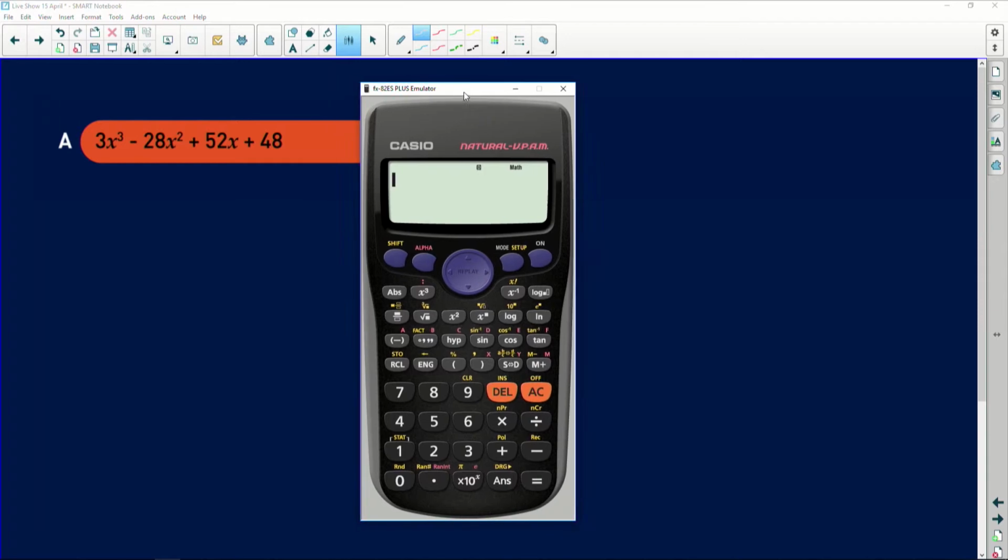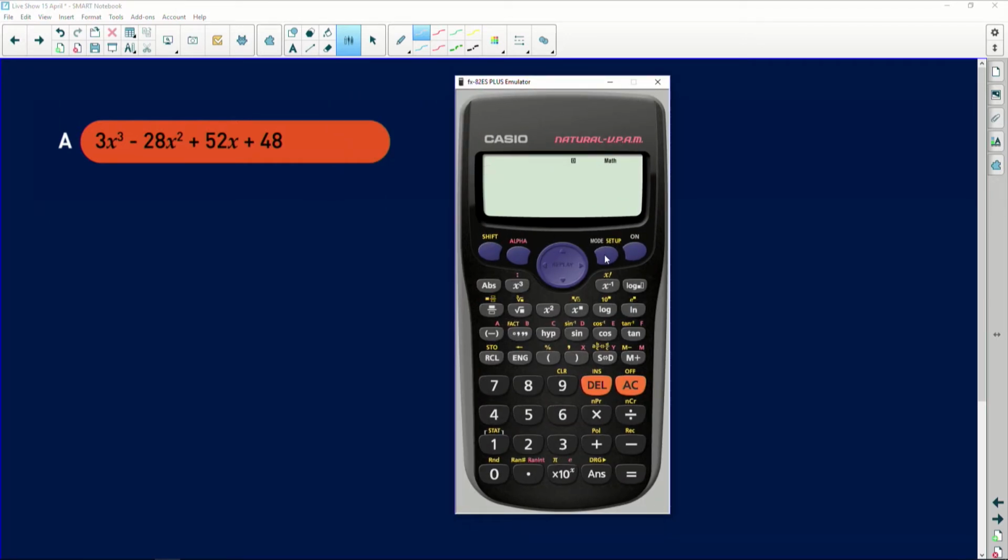So the first thing that we want to do is change our mode, and we're going to go into mode 3. That gives us our table mode, and we're going to put in the equation that we have over here. So that's going to give us 3, we're going to press alpha for x, and put it to the power of 3. We're going to subtract 28x, plus 52x, and plus 48. Okay, we're then going to press equals, and now we've got our starting value.